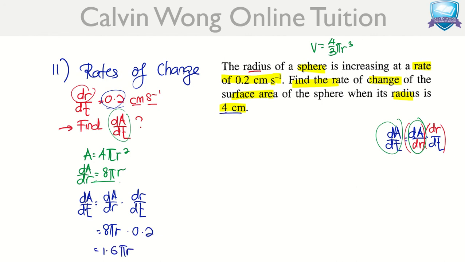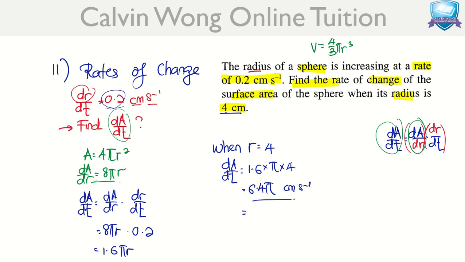Do we have the r? When r equals 4 cm, dA/dt equals 1.6 times pi times 4, which is 6.4 pi cm squared per second. Sometimes they ask you to write your answer in terms of pi. This is the answer. But sometimes they ask you to write your answer in 3 decimal places. So you write 20.106 cm squared per second.